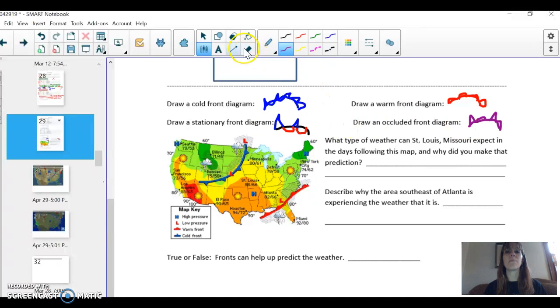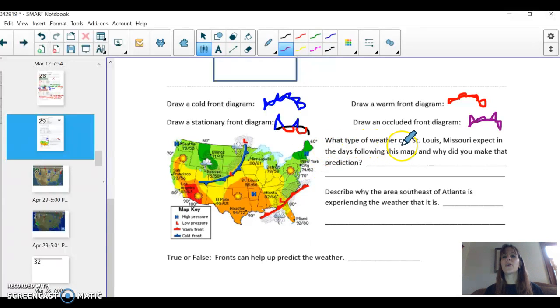Now let's go ahead and put this into application. So now we're looking at a weather map, and I want you to use what you have learned to do some prediction, okay? So notice it says H is high pressure and L is low pressure. I want you to start looking for a pattern of what kind of weather we see with the low pressure versus the high, okay? But we're going to look at that in a minute. Let's first start with the first question.